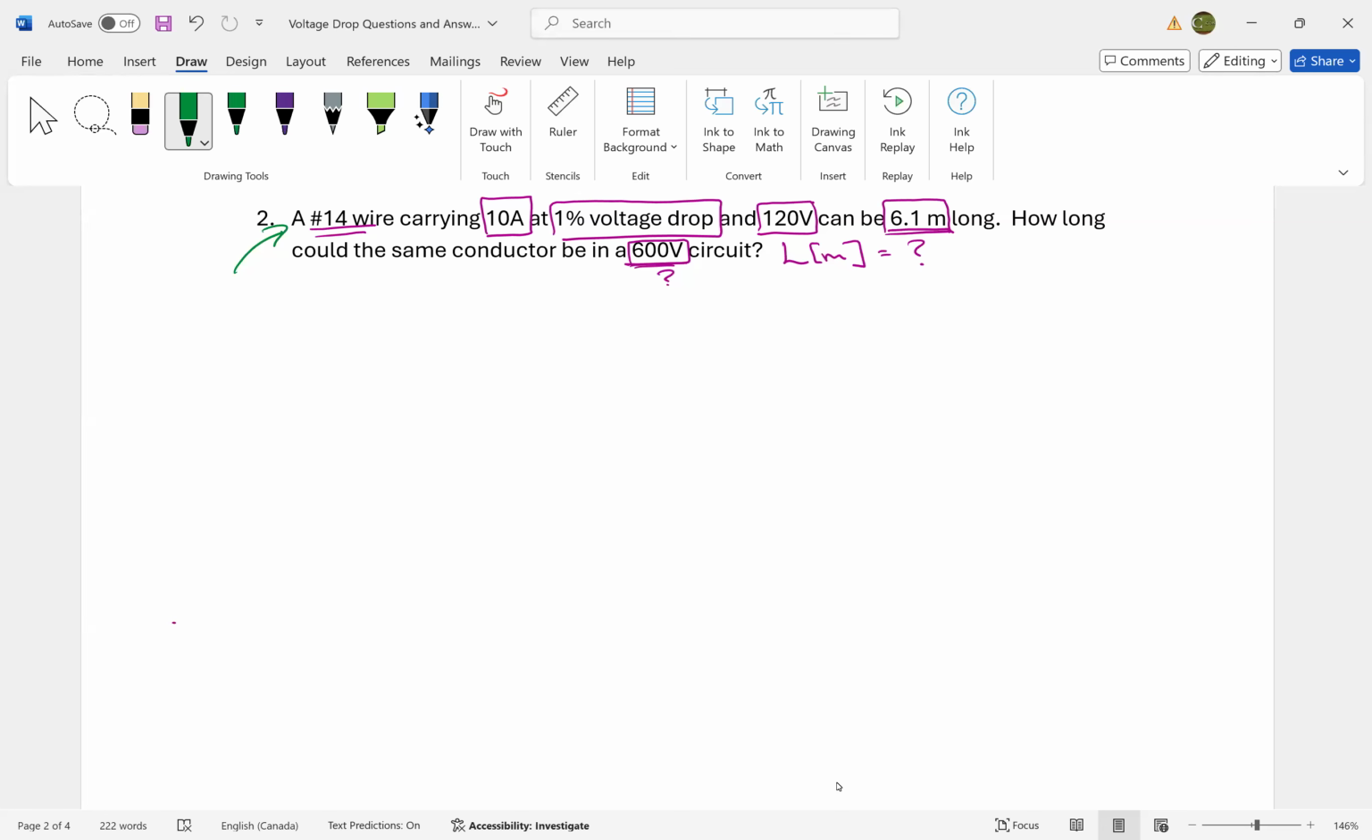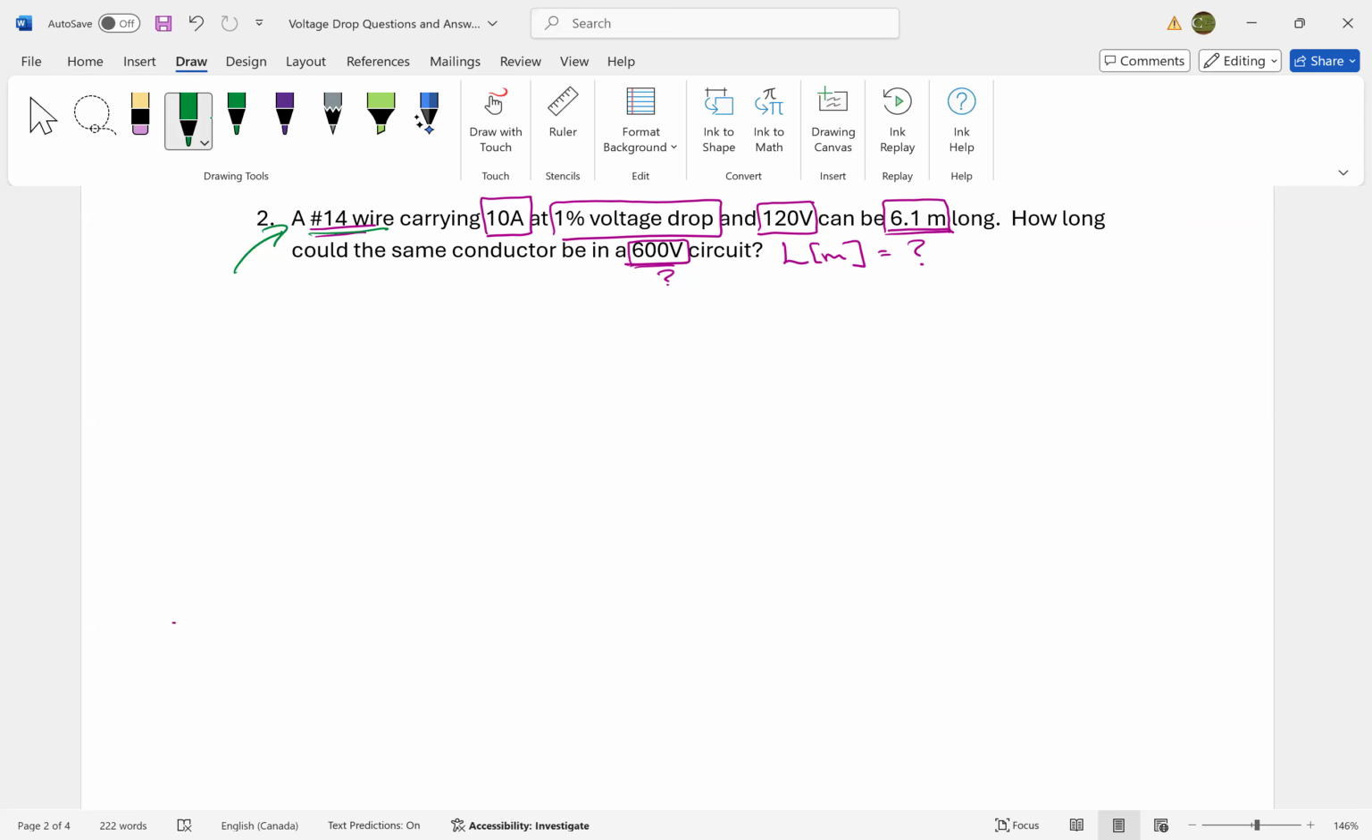Here is a voltage drop question from the Canadian Electrical Code, Section 8, which is about voltage drop. In this problem, this is a little bit of a non-conventional problem. It's a little bit harder than most problems about voltage drop from Section 8, so it's a really good one to study.